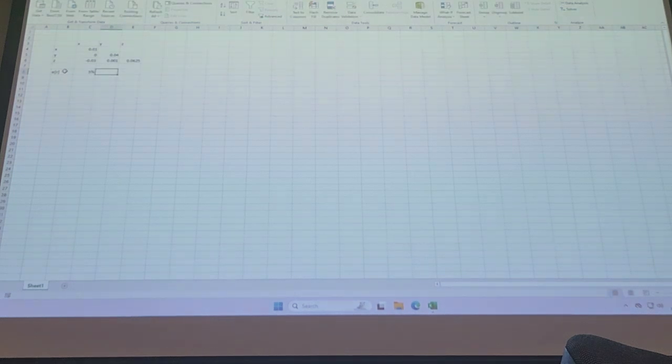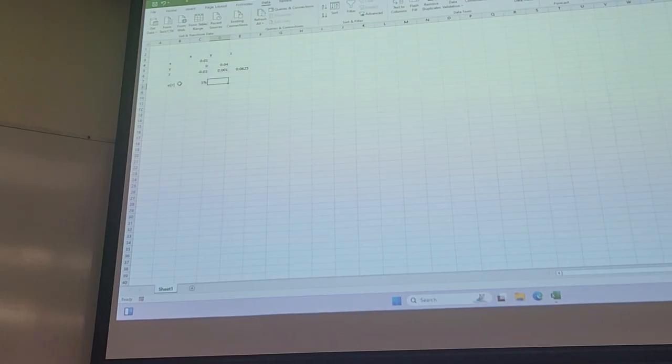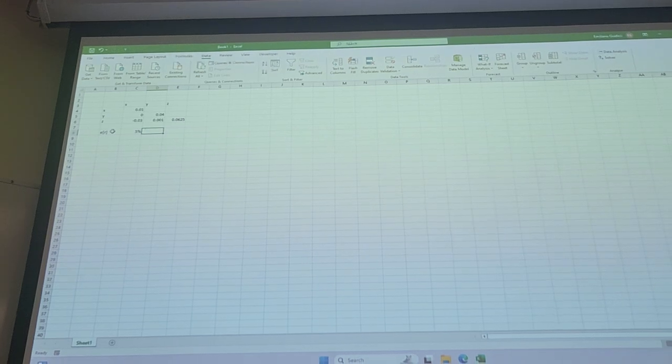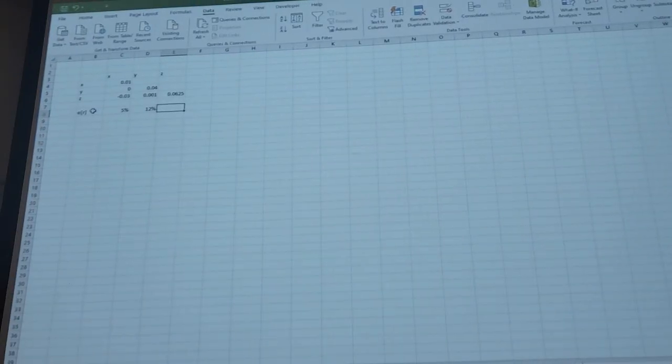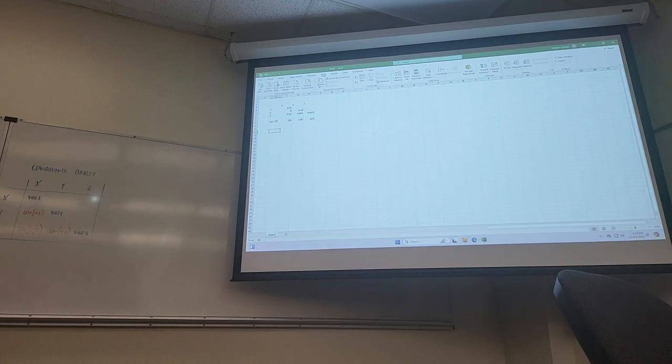Five, 7, or 12, or whatever, I'm making stuff up, and 14%. Alright, so what is it that we need to do? We need to figure out the weight. So let's start with the weights.